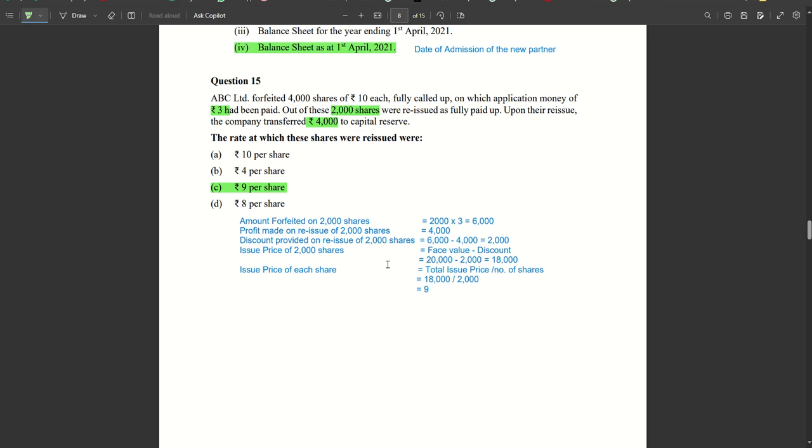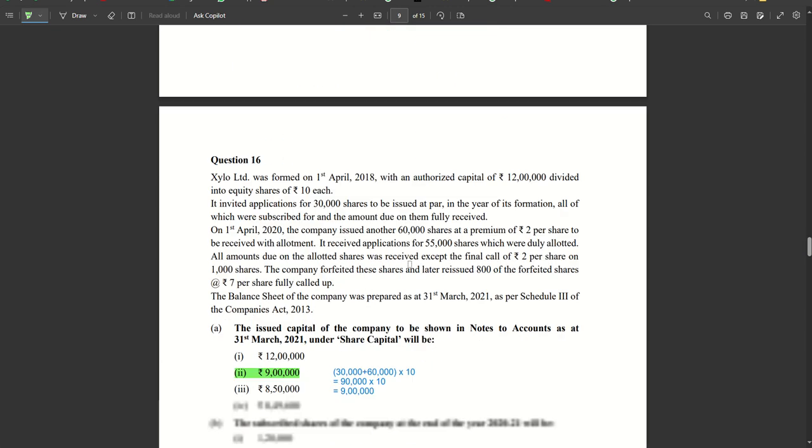Issue price of 2,000 shares is face value minus discount. That means 20,000 minus 2,000, 18,000. So these 2,000 shares are issued for 18,000. That means the issue price of each share is 18,000 by 2,000, which is rupees 9 per share. So option C is your answer. Doing a simple back calculation helps us.